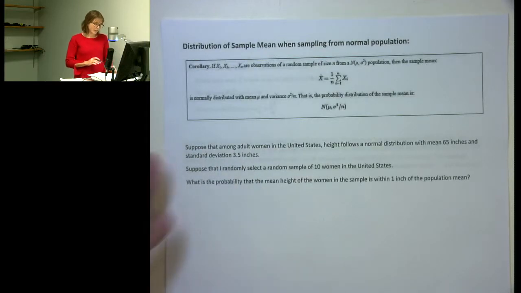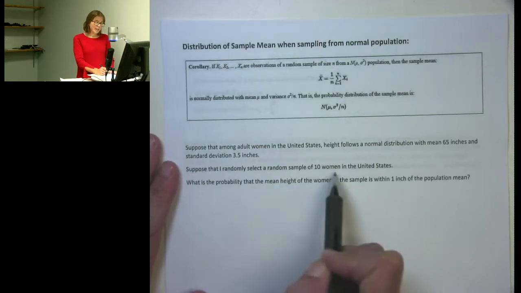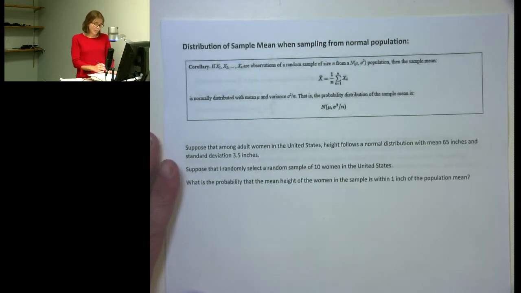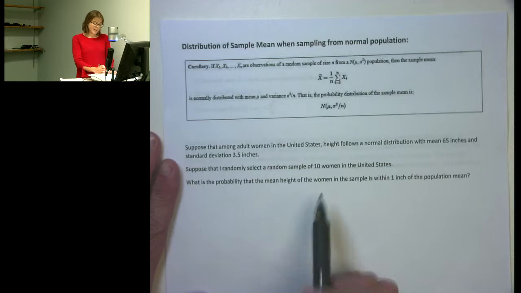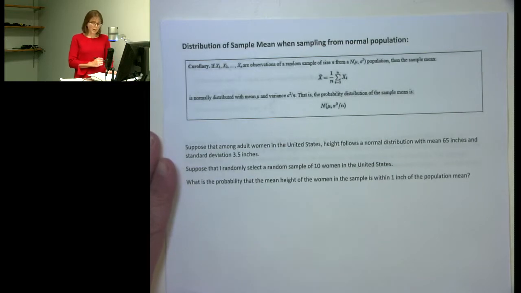Suppose that among adult women in the United States, height follows a normal distribution with a mean 65 inches and standard deviation 3.5 inches. Suppose I randomly select a sample of 10 women in the United States. What is the probability that the mean height in the sample is within 1 inch of the population mean?